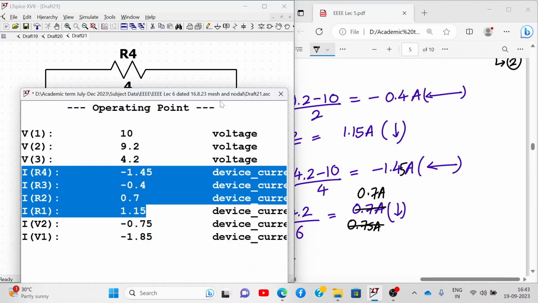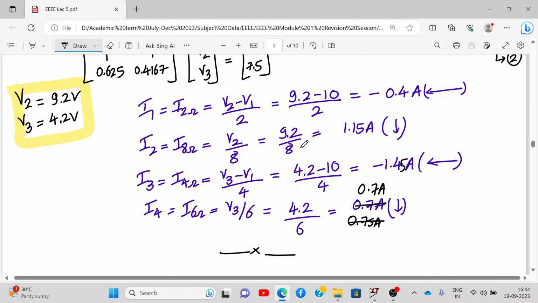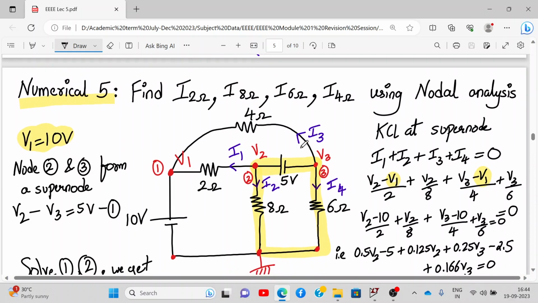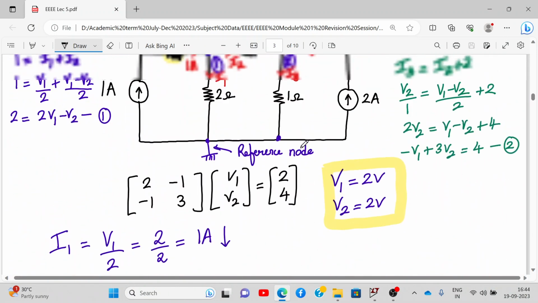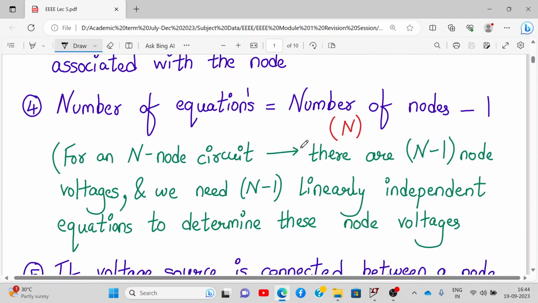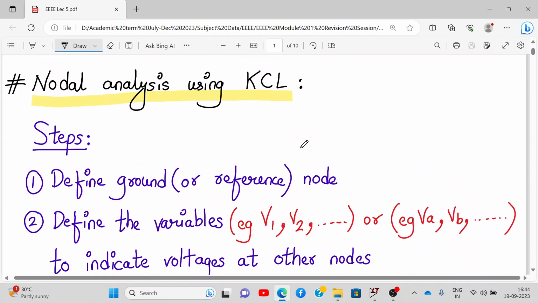Alright, so in this manner we can check any current or node voltages for a linear circuit consisting of resistors, voltage sources and current sources easily in LTspice, and we can cross check the values over here with what we got by the analytical method. So this is all about nodal analysis. Now let's come to one last point about the number of equations which we solve. So let's go to the number of steps.